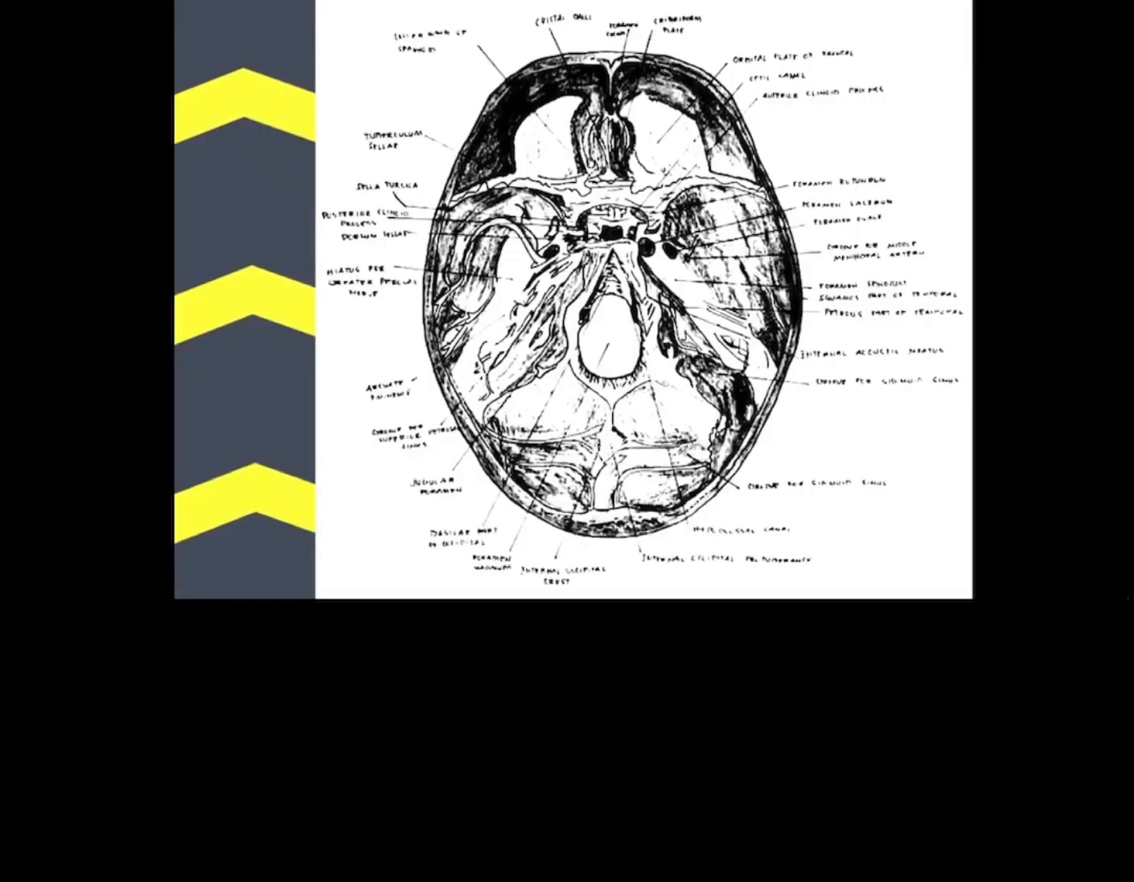These are the crista galli, lesser wing of sphenoid, tuberculum sellae, sella turcica, posterior clinoid process, dorsum sellae, hiatus for greater petrosal nerve, arcuate eminence, groove for superior petrosal sinus, jugular foramen, basilar part of occipital, foramen magnum, internal occipital crest, internal occipital protuberance, hypoglossal canal, groove for transverse sinus, groove for sigmoid sinus, internal acoustic meatus, petrous part of temporal, squamous part of temporal, foramen spinosum, groove for middle meningeal artery, foramen ovale, foramen lacerum, foramen rotundum, anterior clinoid process, optic canal, orbital plate of frontal, cribriform plate, and foramen cecum.